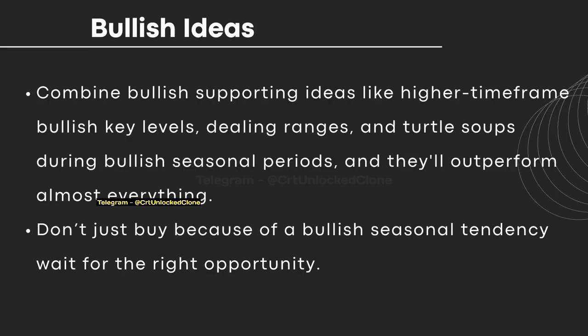So the first protocol is to combine bullish supporting ideas like higher time frame key levels, dealing ranges, market profiles, and so on during bullish seasonal tendencies, and it will outperform everything else. That will make sure you have the best accuracy. The second protocol is to use it as a confluence. Don't just buy because there is a bullish seasonality, but instead wait for the right opportunity in the framework before buying, and that framework will be derived from concepts like key levels, dealing ranges, and so on.